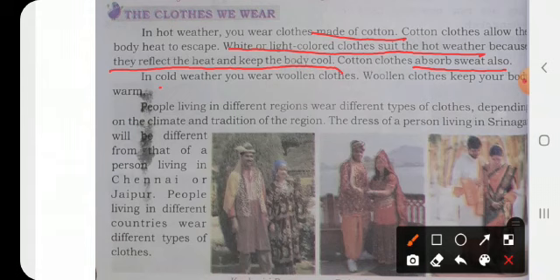In the cold weather, what do we use? We wear woolen clothes. These keep us warm. People living in different regions wear different types of clothes, depending on the climate and tradition of the region. The dress of persons living in Srinagar will be different from that of a person living in Chennai or Jaipur. So different places and regions have different types of climate and weather. According to that climate and weather, they wear their clothes.